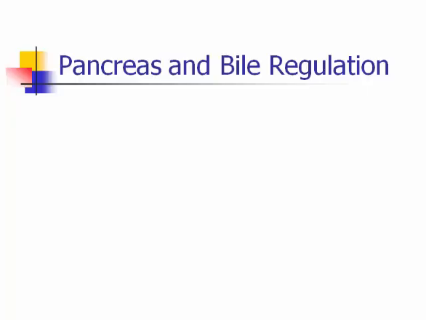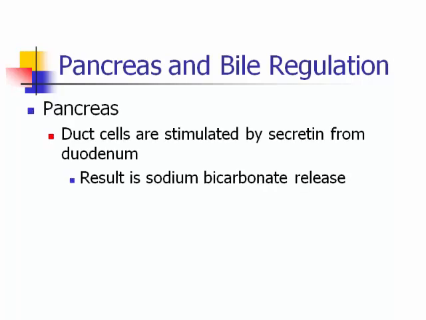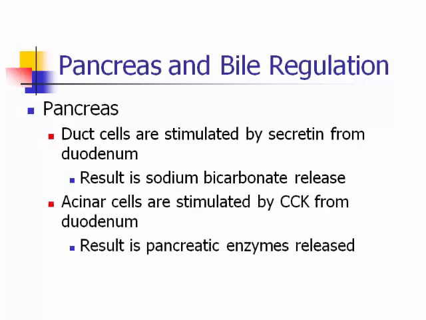All right, we have pancreas and bile regulation. So we just did stomach regulation. Now we do pancreas. The duct cells, which remember make sodium bicarbonate, are stimulated by secretin from the duodenum. Easy, okay? Secretin from the duodenum tells it to be secreted. The acinar cells are stimulated by CCK from the duodenum. The result is pancreatic enzymes are released.